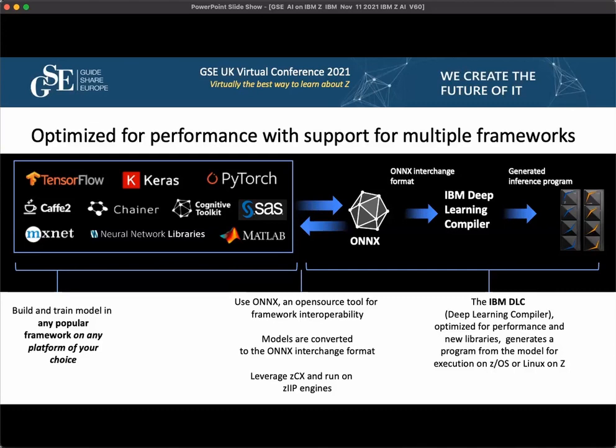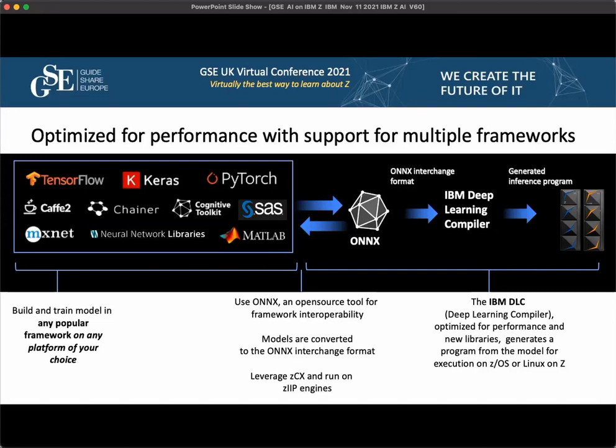So we developed the IBM Deep Learning Compiler that would take a model in the ONNX format, compile it, and produce a Z-optimized executable inference program that can be invoked from applications for leveraging machine learning or deep learning models.